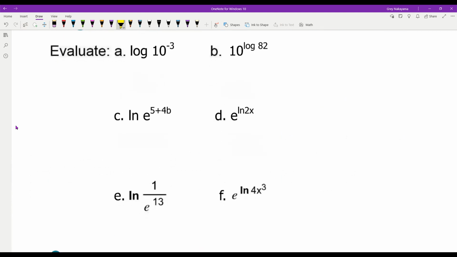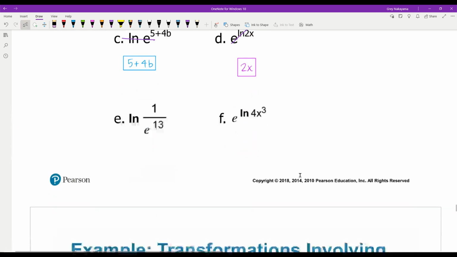Okay? So look at these using our inverse properties. Log base 10 of 10, that's that same thing I was doing earlier. Same base. The answer is negative 3. Same base. The answer is 82. Same base. ln of e is the same as log base e of e, so I get to take just the exponent. e to the ln of 2x, those again, same base. Okay, look at this one down here. A little bit challenging, so you might think about writing it as, instead of 1 over e to the 13th, that is the same thing as e to the negative 13th.